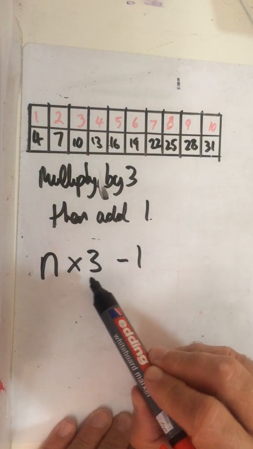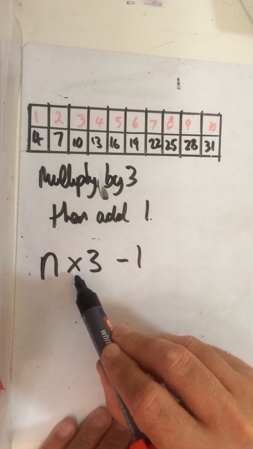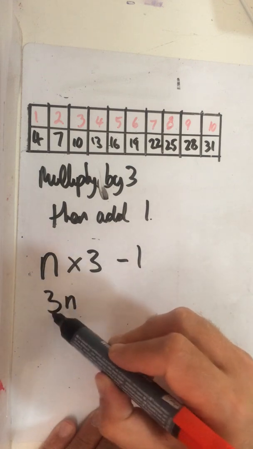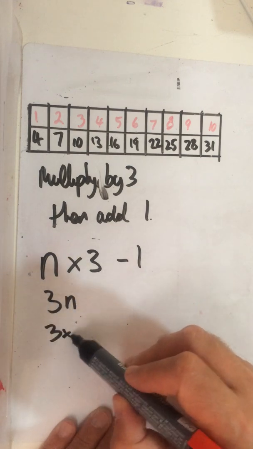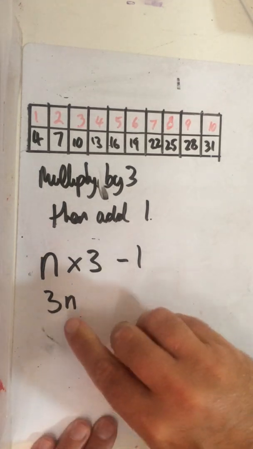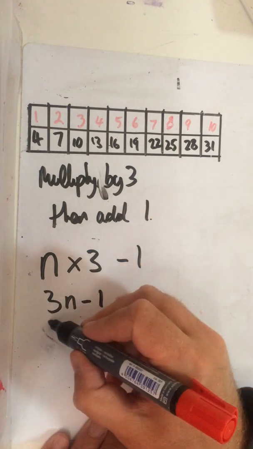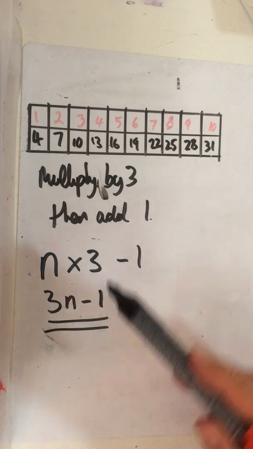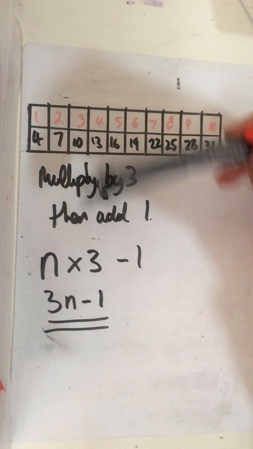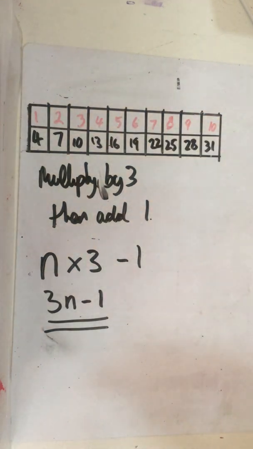Now we don't call it 3 times n. Remember, when we're doing algebra, we don't have the times sign. It's the invisible times sign. It'll be 3n, and we put the number first. So 3n does mean 3 times n, but we don't use a times sign. So 3n minus 1. That would be the formula for this sequence.